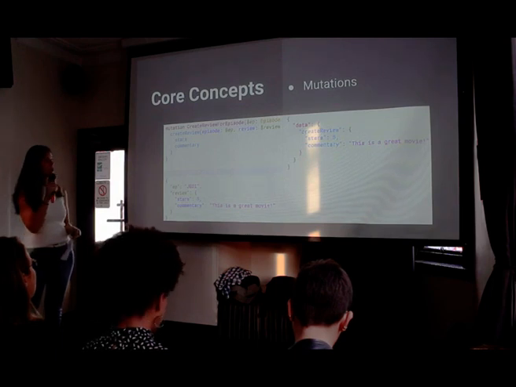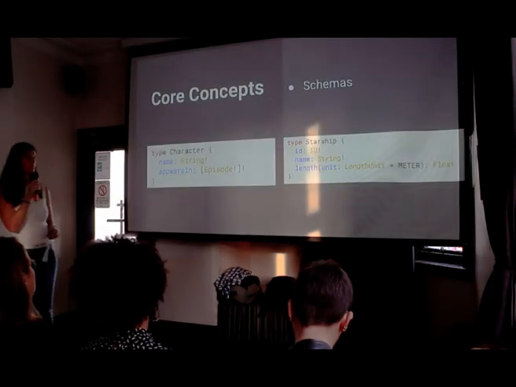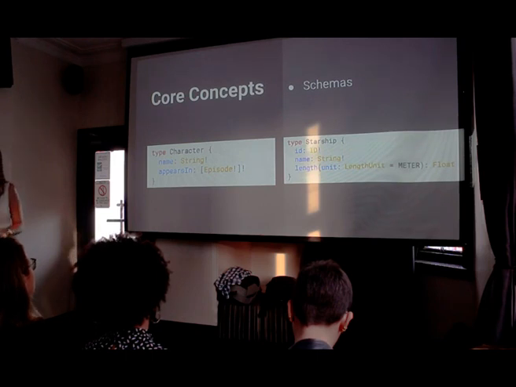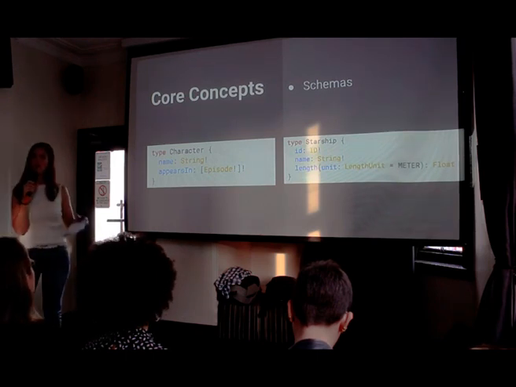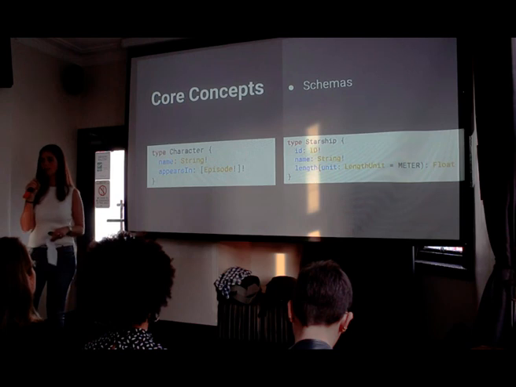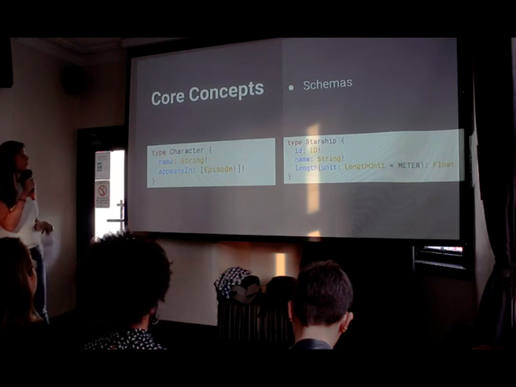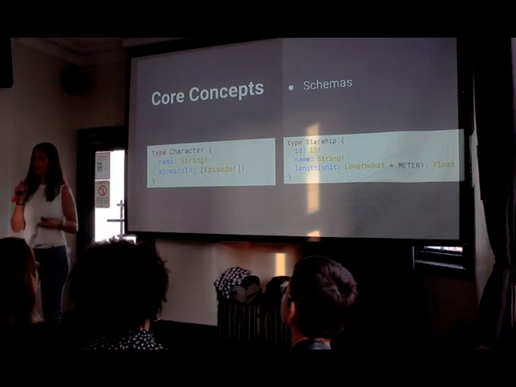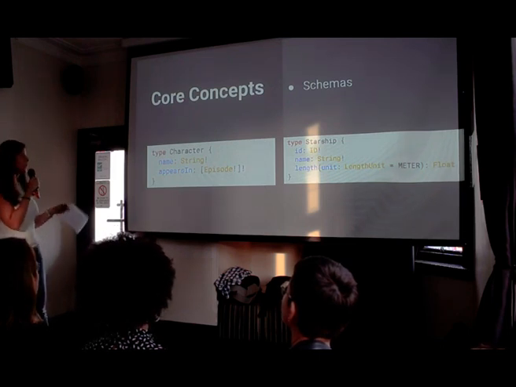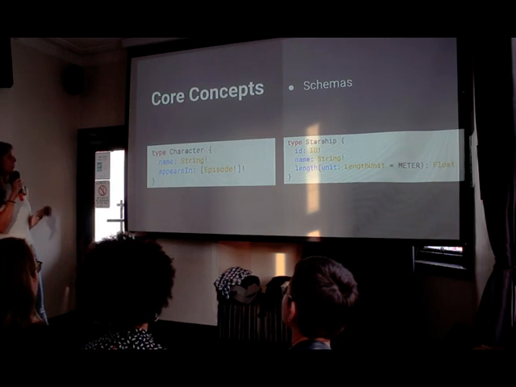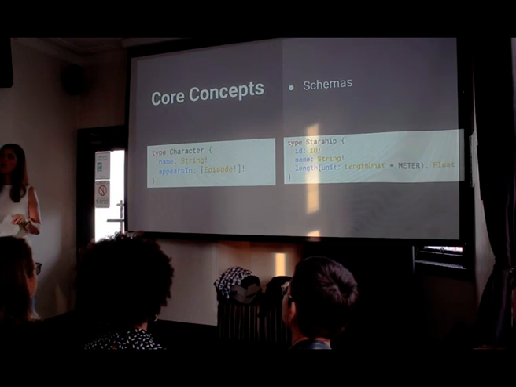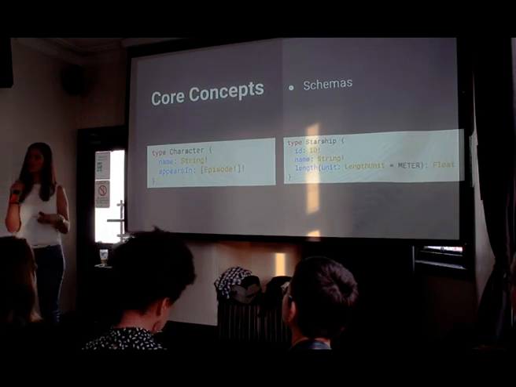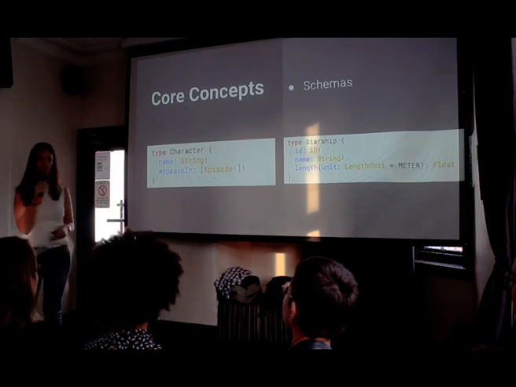Another core concept is schemas. This is how you define the type of how your data is going to look when you're using GraphQL. It's a strongly typed query language. So if you define a type character with the name defined as a string, you know it's going to be a string. This is really good when you need to understand what type of data you're getting back.